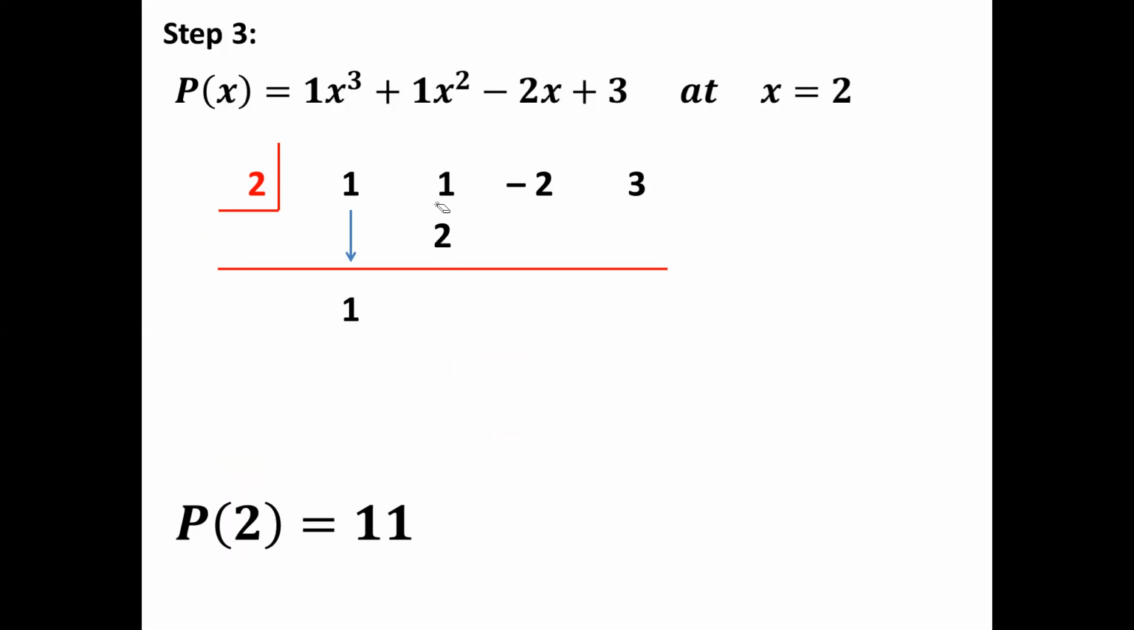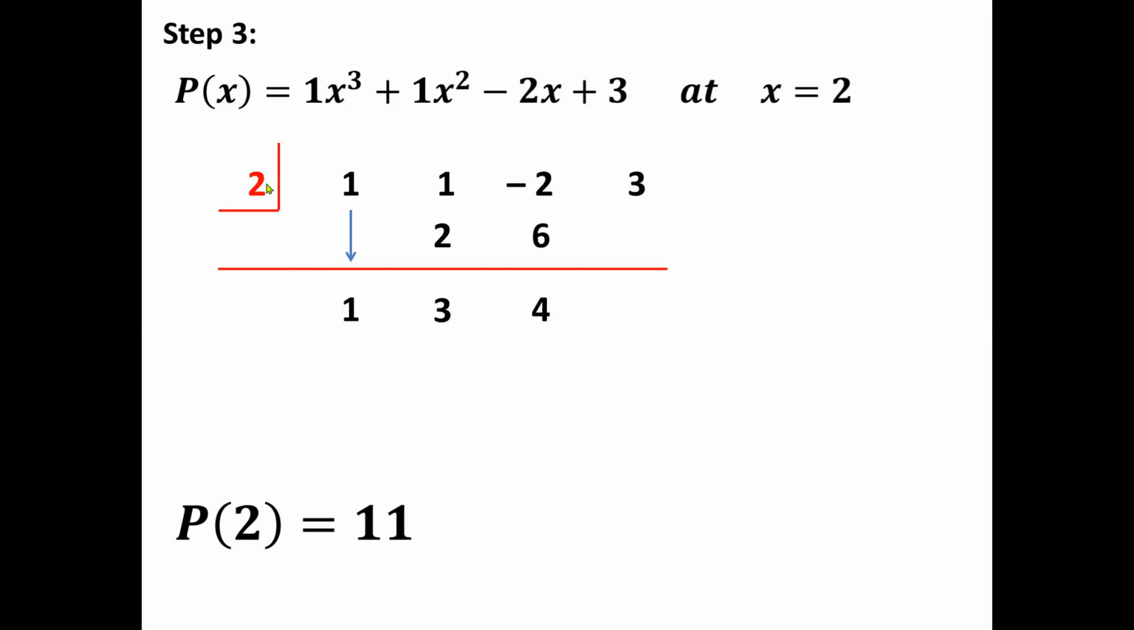Opo. And then 1 plus 2 is 3. And then repeat the process. Whatever we have sa pinakababa, imumultiply ko uli sa factor. So 3 times 2 is 6. I will write 6 here again. Then negative 2 plus 6 is equal to 4.